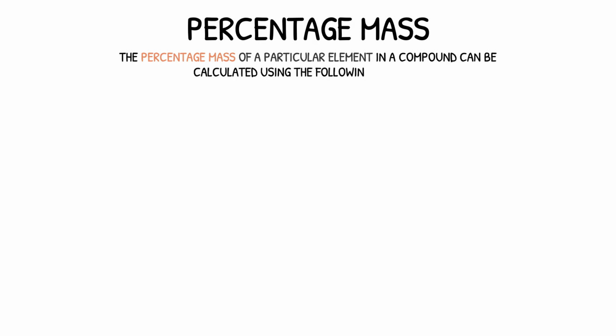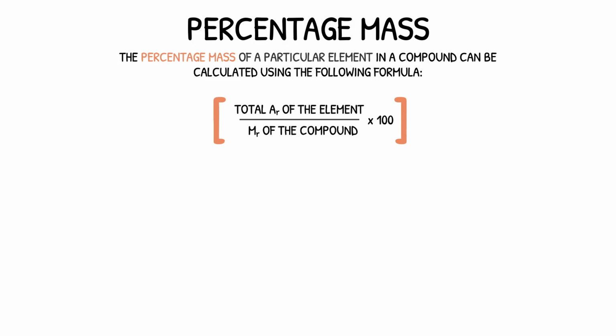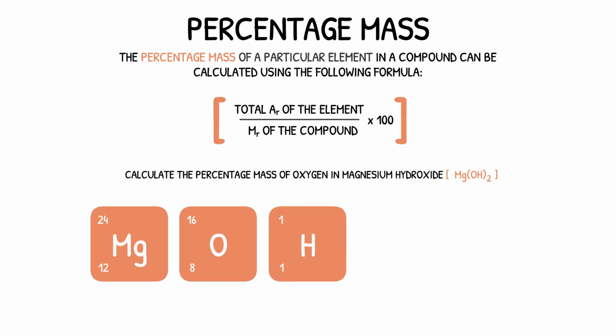As well as calculating the relative formula mass of a substance, we can also calculate the percentage mass of a particular element in a compound, and we can achieve this by using a very simple formula. For example, let's say we wanted to calculate the percentage mass of oxygen in magnesium hydroxide. To achieve this, we would do 16, which is the relative atomic mass of oxygen, multiplied by 2, as there are 2 oxygen atoms in the formula.